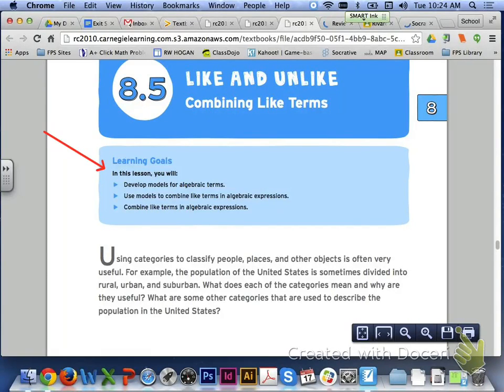Hi class, in lesson 8.5 we will be combining like terms. Learning targets for lesson 8.5: we will be developing models for algebraic terms, using models to combine like terms in algebraic expressions, and combining like terms in algebraic expressions.